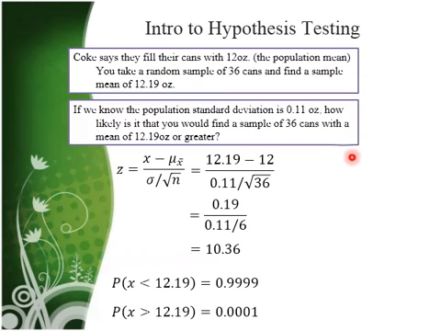But this is a good introduction to this idea of hypothesis testing. So if the hypothesis was that the mean number of ounces was 12, we could test that to see if that's actually the number of ounces they're putting in their cans by just picking 36 cans and finding the probability that we would get the mean that we did given those 36 cans and the mean that Coke tells us.